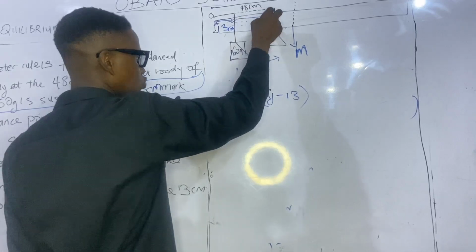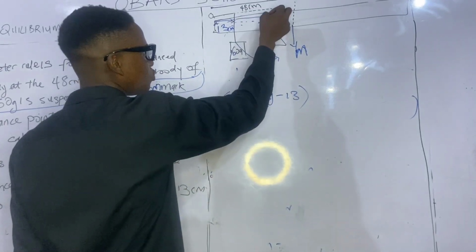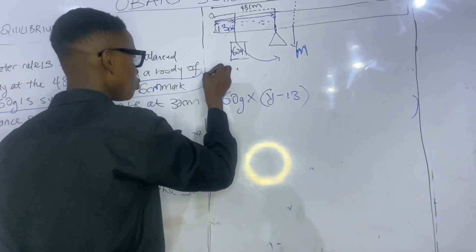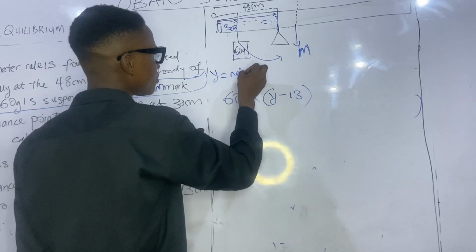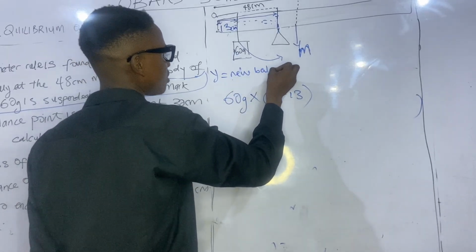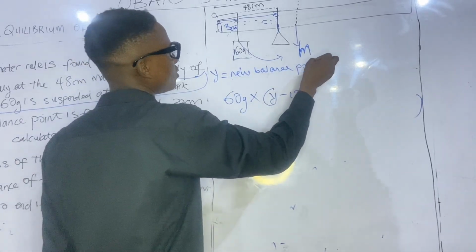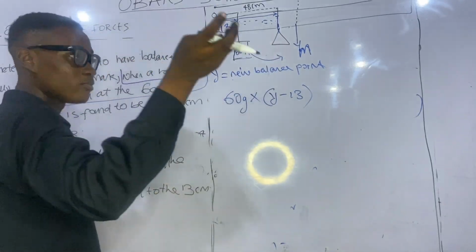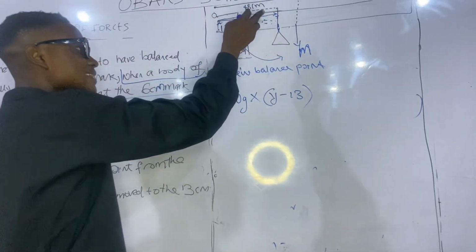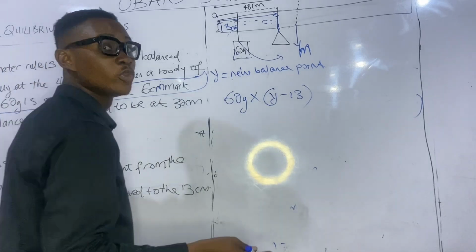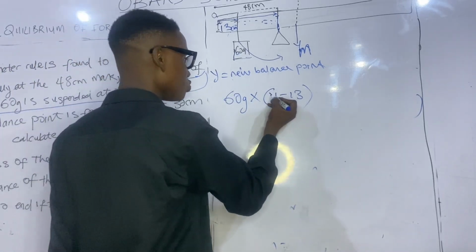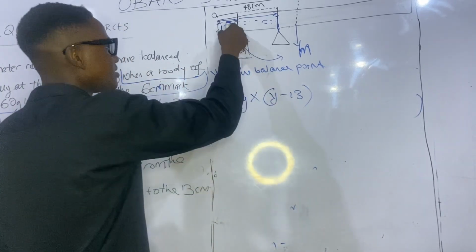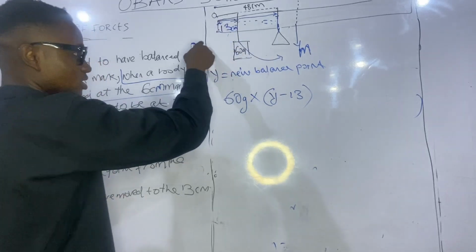So to get the distance, we want to do what? Y, which is the new balance point. So to get the distance between this place and this place, remember the first time we subtracted, and that was 30 minus 6. But right now, we call the new balance point Y. Then this place is now 13, because it was increased to 13.